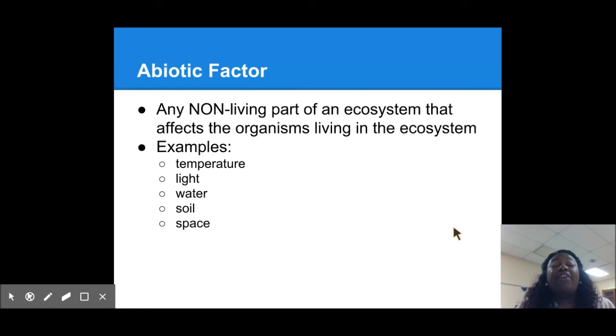Now we have abiotic. The abiotic factor is any non-living part of an ecosystem that affects the organisms living in this ecosystem. So our temperature affects us. The light, water, soil, and space. Those are examples of non-living parts of our ecosystem, and they are referred to as abiotic factors.